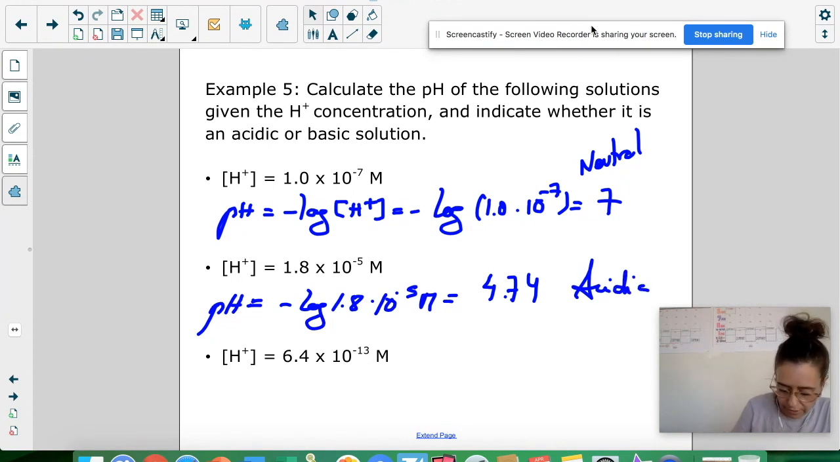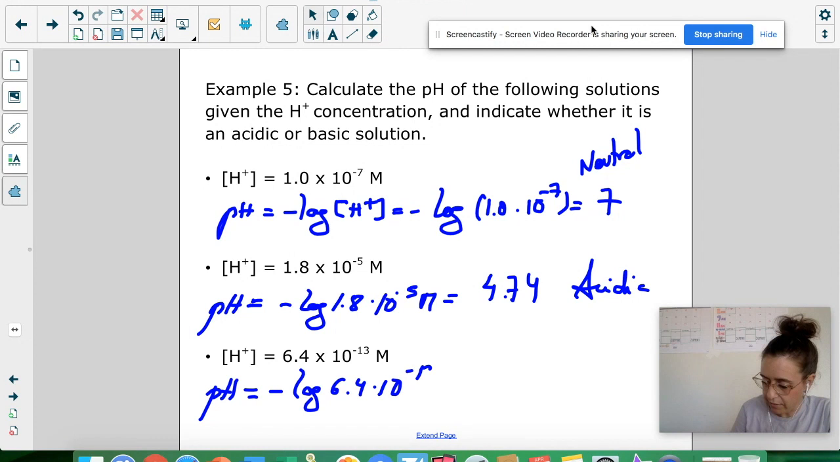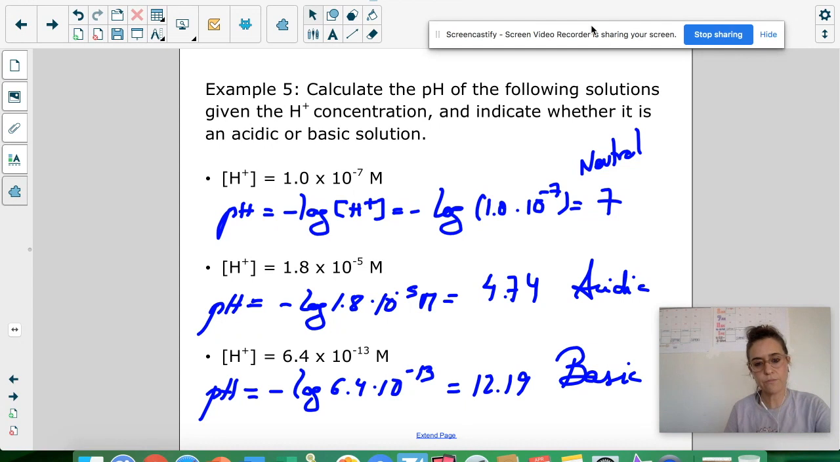And finally, if I have to find the pH of a solution that has a concentration of protons of 6.4 times 10 to the negative 13th, I plug that in the calculator, I do the negative logarithm of that, and the answer is 12.19. So this solution is going to be basic. Okay, that's for the pH scale.